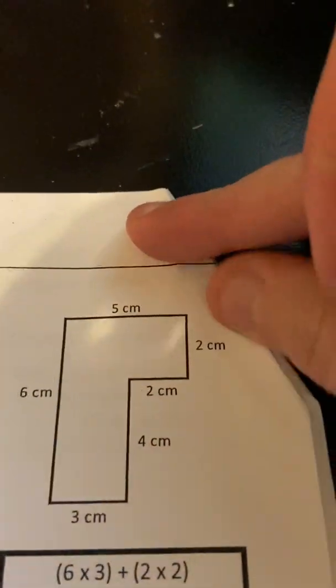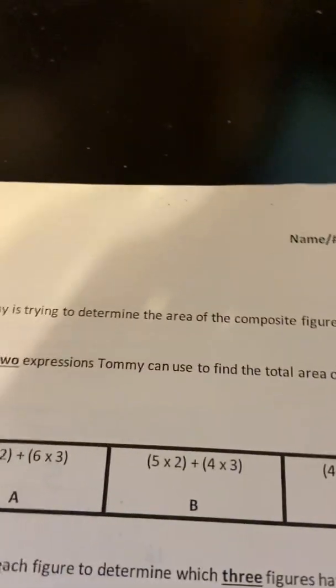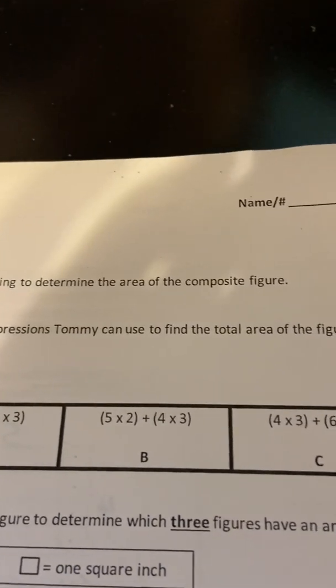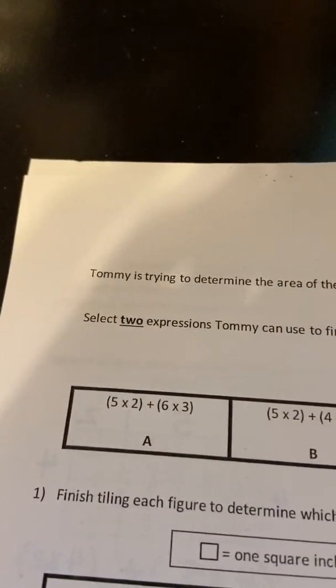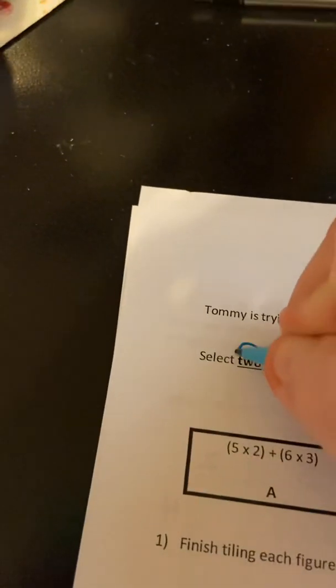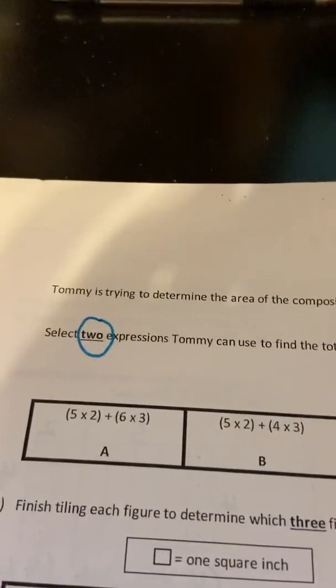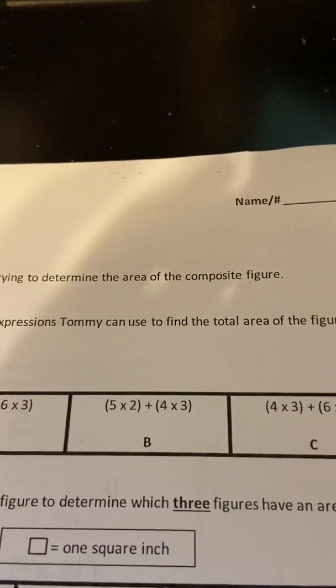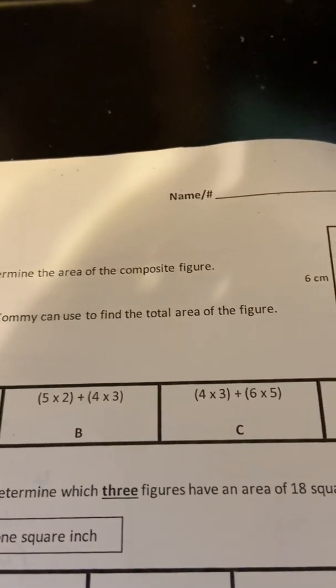Okay, let's look at another problem. If you turn the page to this one, this is one of our other composite forms. So here's our thing. And our question says, Tommy is trying to determine the area of the composite figure. Select 2, so make sure you pay attention. If it says 2 expressions, you have to have 2 answers. So we're going to find the 2 expressions that Tommy could use to find the total area of the figure.